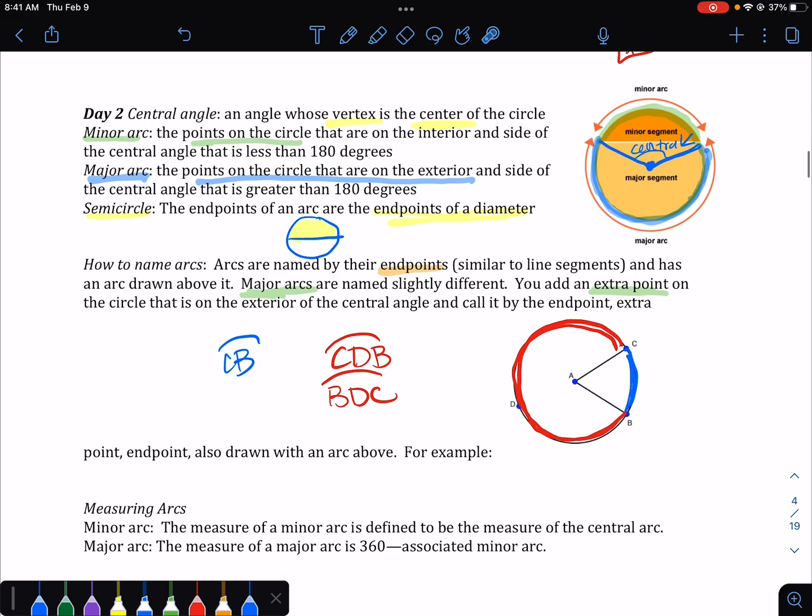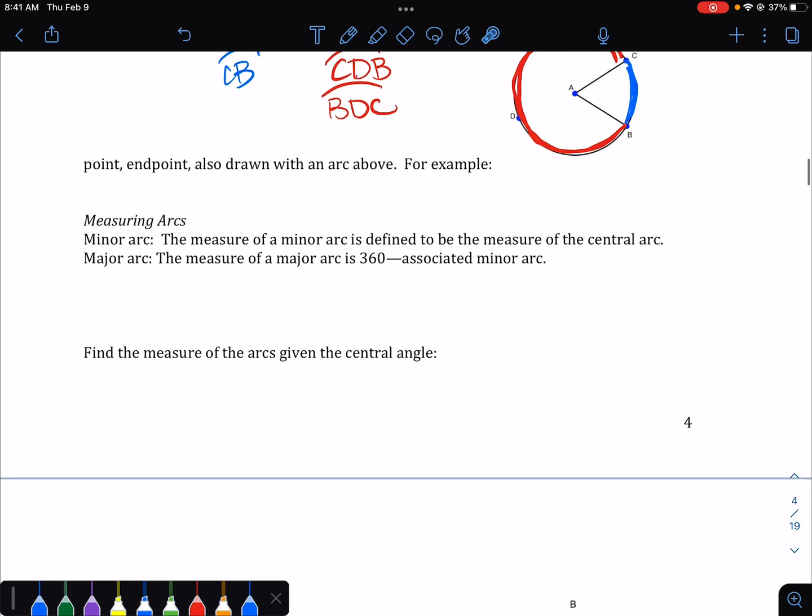Now, we now know how to name them, but how do we measure them? Okay. So for a minor arc, the measure of the minor arc is the same as the central angle. It says arc, it's supposed to be angle. Okay. And then the measure of the major arc is 360 minus the minor angle. Okay. So that's how we measure our arcs, by using the central angle.